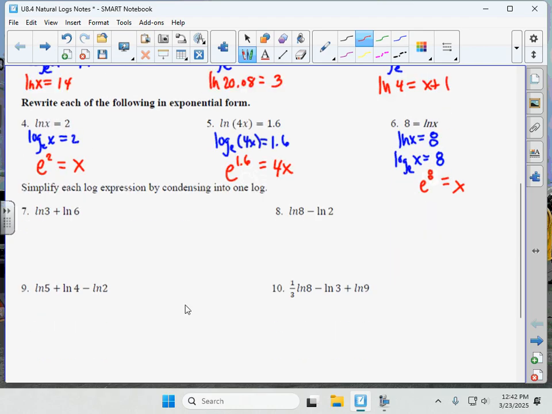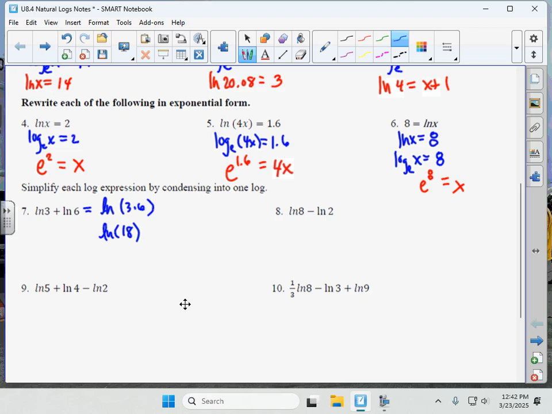All right, so we're going to simplify each of these using condensing properties. All right, so just like with log properties, if we're adding 2 natural logs, then we can condense into multiplication. If we're subtracting, we can condense into a fraction. All right, so this is going to be ln 3 times 6, which is ln 18. Again, if you want to put the parentheses around it, you can. You don't have to. You can just write it as ln 18.